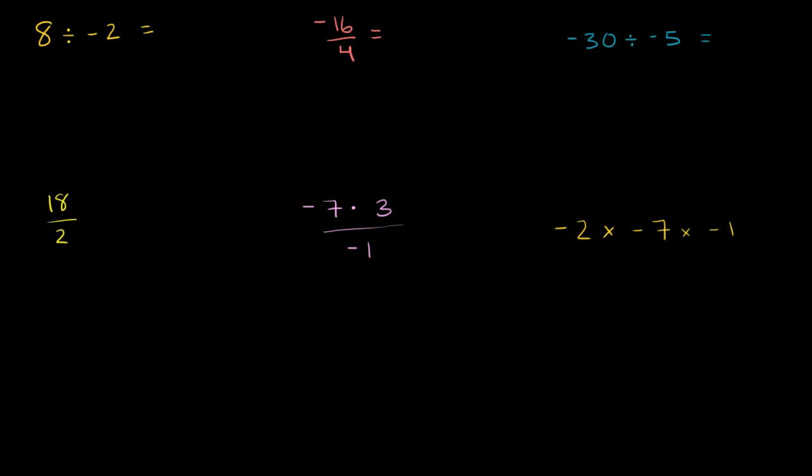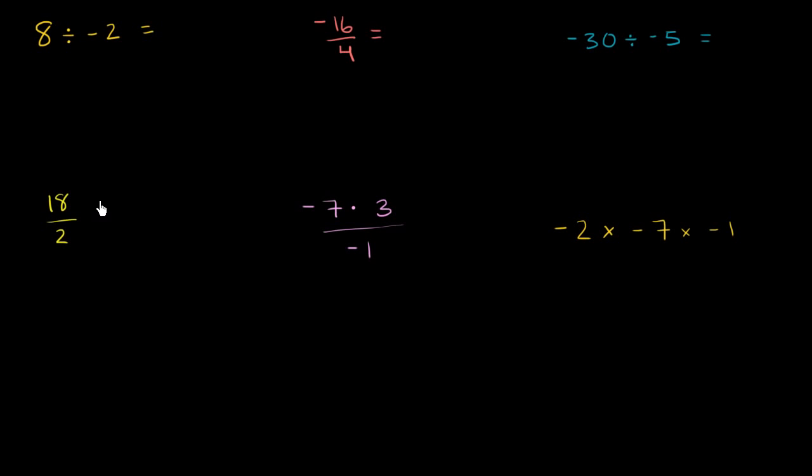Now that we know a little bit about multiplying positive and negative numbers, let's think about how we can divide them. And what you'll see is that it's actually a very similar methodology. If both are positive, you will get a positive answer. If one is negative, but not both, you're going to get a negative answer. And if both are negative, they will cancel out, and you will get a positive answer.